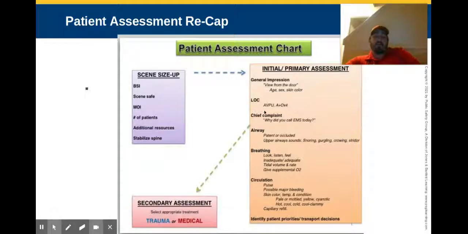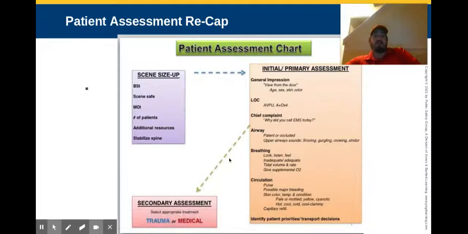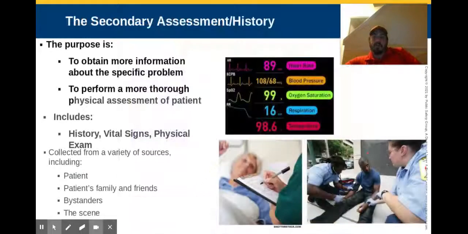If you think about it, for the scene size-up and the primary, we've stabilized any life-threatening issues. Someone's going to kill you really quick, or someone's going to kill you in the next couple minutes, like you're not breathing, you don't have a patent airway, things like that. And now we're going to talk about that secondary, so getting deeper.